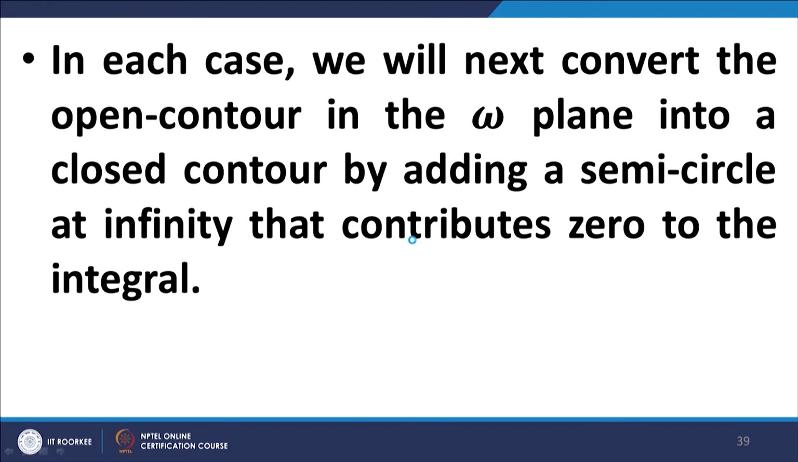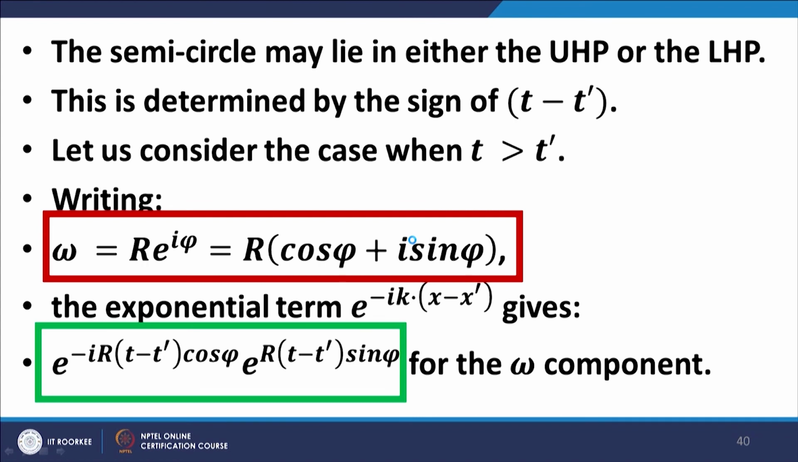Then in each case we will convert the open contour, that is the integration along the straight line from minus infinity to infinity, to a closed contour by introducing a semicircle either in the upper half plane or in the lower half plane, as the case may require, and the criteria for which we shall just now adduce.